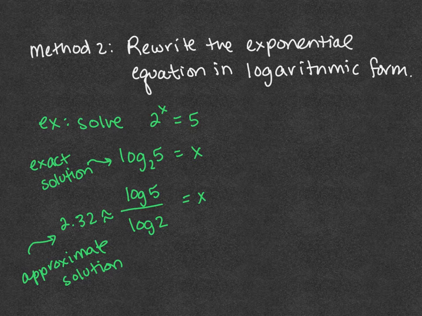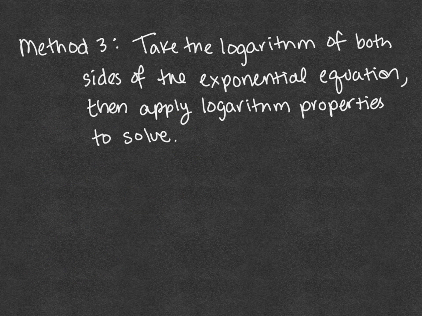There is one more method that we're going to go over, method 3. And this is kind of where we bring both exponentials and logarithms together to see how they really can benefit each other. So method 3 is probably my favorite method. The idea behind method 3 is you take the logarithm of both sides of the exponential equation. Remember, we're trying to solve exponential equations, but we're going to use logarithms to do it. And then after you've taken the logarithm of both sides, you use logarithm properties to simplify the expression, and then from there you can solve.